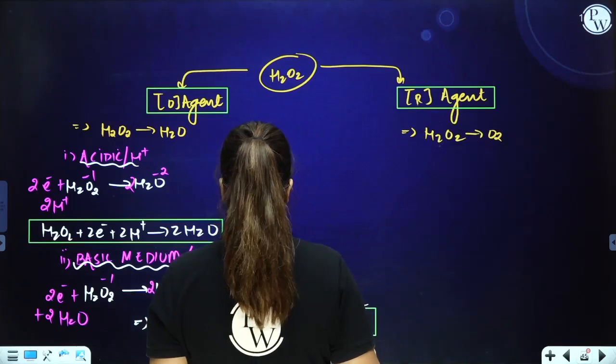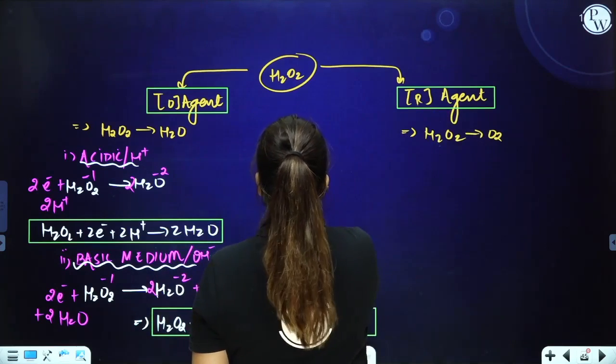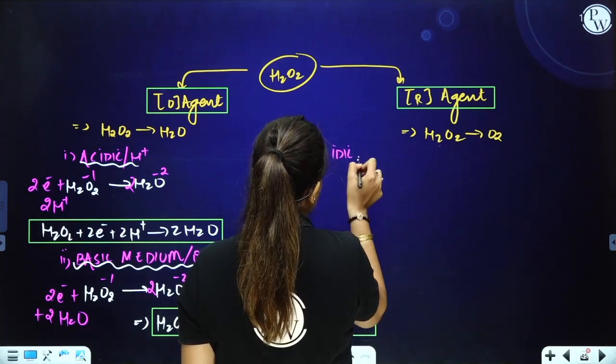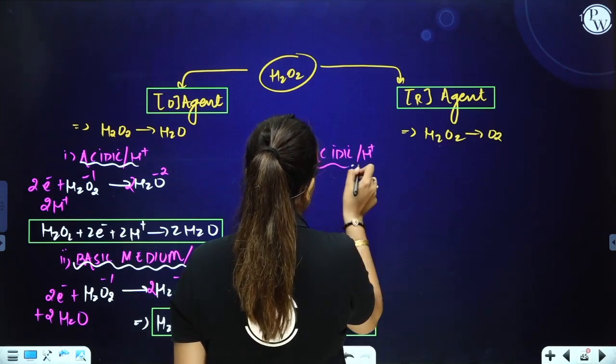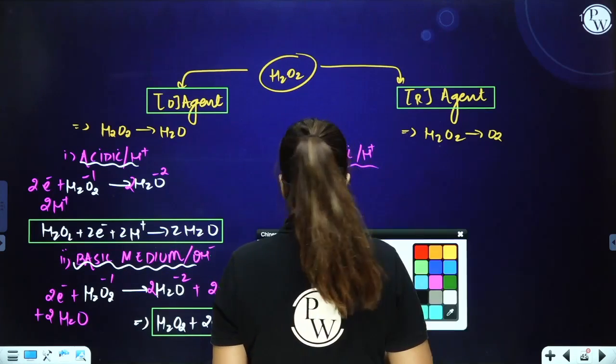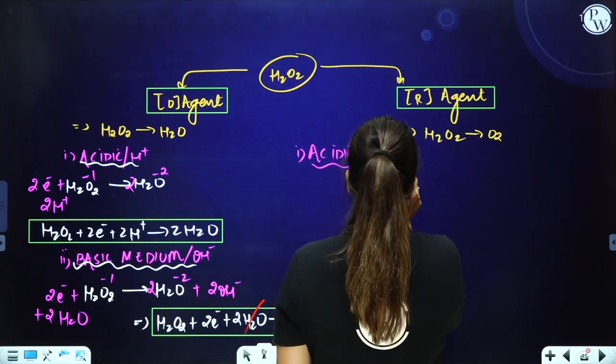Now, how is H2O2 going to behave as a reducing agent? First of all, we have the acidic medium here also, where we have the presence of H positive ions. So start balancing the reaction. What are you going to get over here? Let's take the same color only.